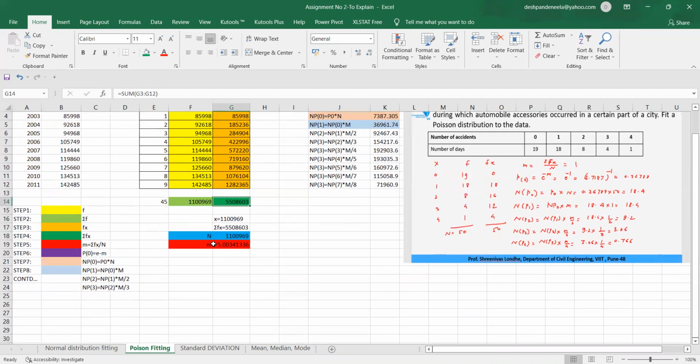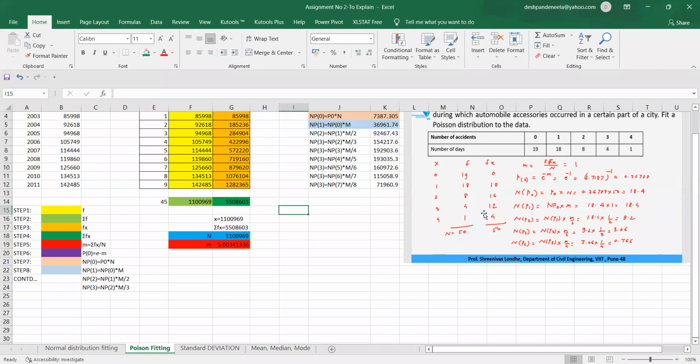Now n, as we said, we calculated it over here, 1100969, and m. Now how to calculate m? Summation fx upon n. The fx is over here, so let me demonstrate it over here. Fx upon n. N is how much? 1100969. So it is 5.003413. Is it the same thing? Yes.